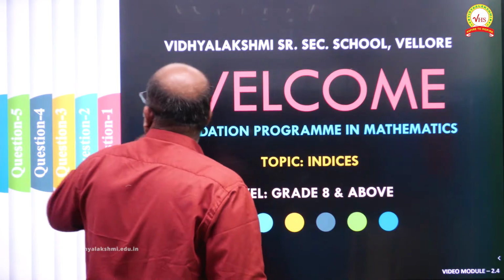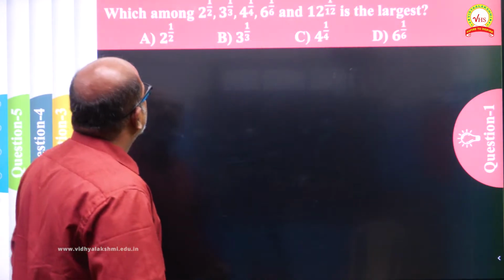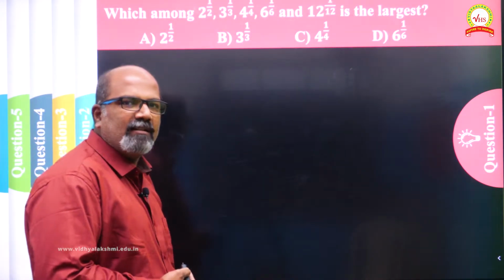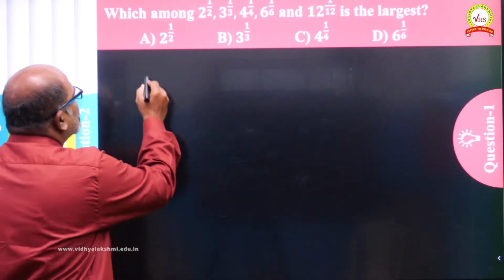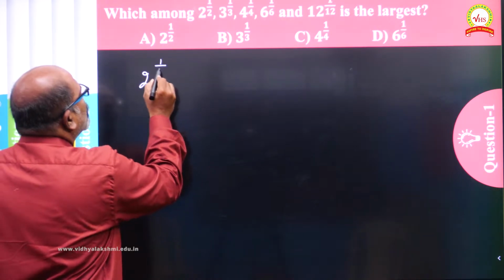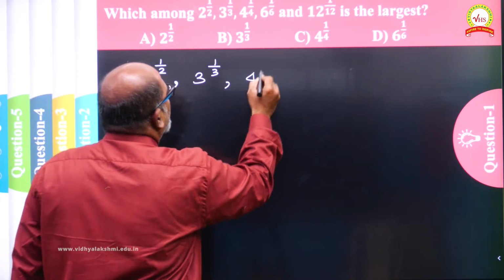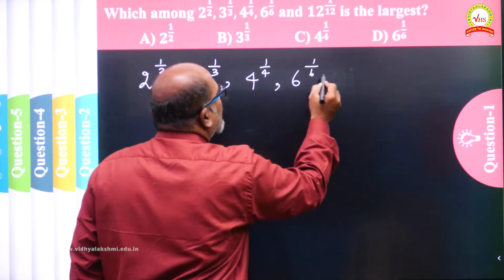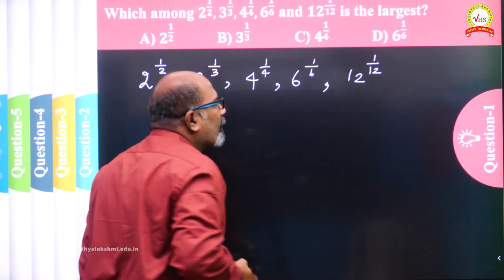You can see the question on the screen. First, let me take the question as it is given here: 2 power 1 by 2, 3 power 1 by 3, 4 power 1 by 4, 6 power 1 by 6, and at last we have 12 power 1 by 12.